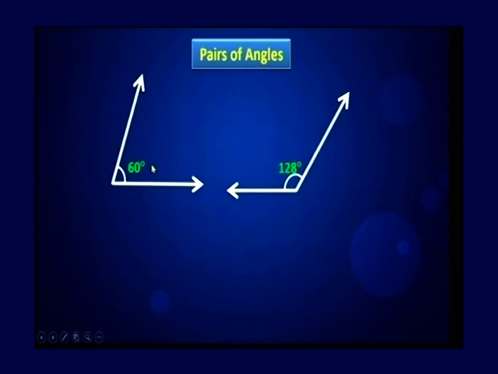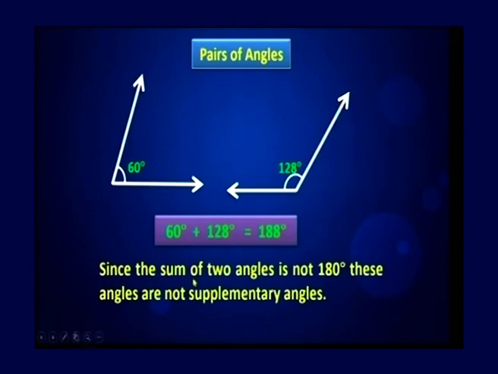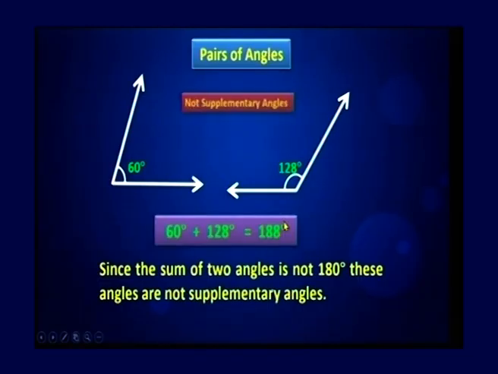So children, let us learn another example to check whether the given angles are supplementary or not. Here the first angle is 60 degrees, whereas the measure of the second angle is 128 degrees. Let's find their sum. We notice that 60 degrees plus 128 degrees is 188 degrees. So children, does this pair form supplementary angles? No, because we have already learnt in the previous slide that only if the sum of two angles is 180 degrees are they supplementary angles. But here it is not 180, so they are not supplementary angles.